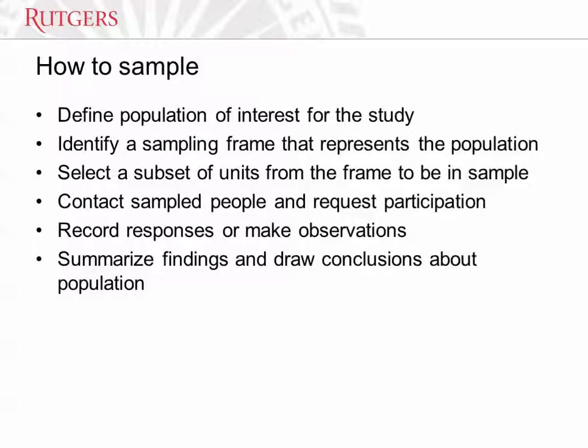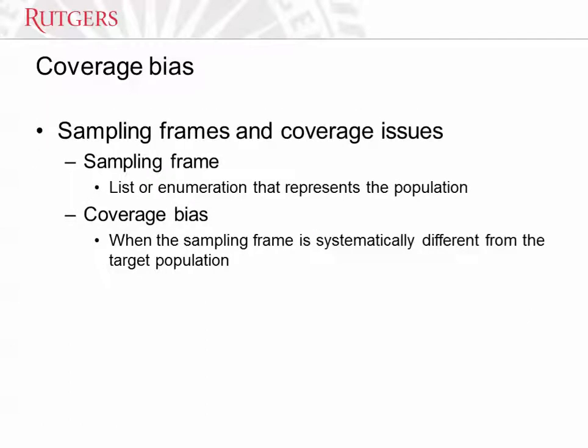And then those who do participate, we need to record their responses and make observations. We do some analysis. We gather our data. And then finally, we summarize our findings and draw conclusions about the population. Okay, so with that overview of the sampling process in mind, let's look at some issues that come up in sampling, beginning with what's called coverage bias.